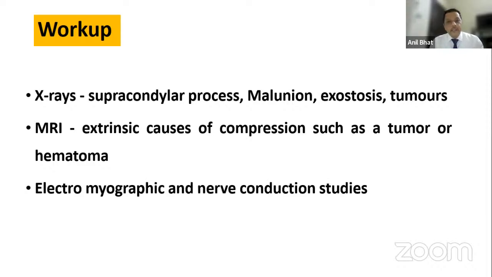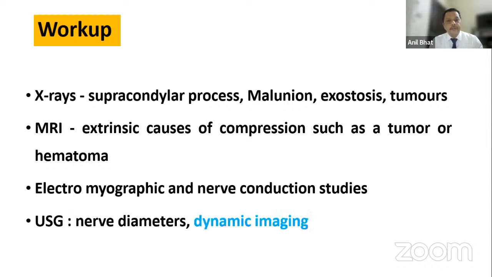EMG and nerve conduction studies a lot of times help to show where the conduction is slowing, and there are particular patterns of NCV studies which tell that it could be a compressive neuropathy. And ultrasound is coming in a big way. Rather, we have been using ultrasound for almost 2 decades now, and it gives nerve diameters. Dynamic imaging becomes very important. That's a good thing about ultrasound compared to MRI, which is more static, where we can move the limb and see what's happening to the nerve, especially in the ulnar nerve at the cubital tunnel, where you can see the nerve subluxating, and all these things can be very nicely visualized.